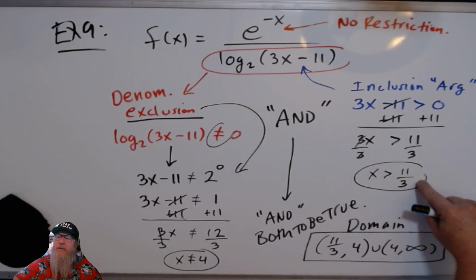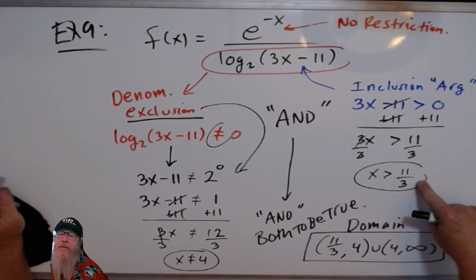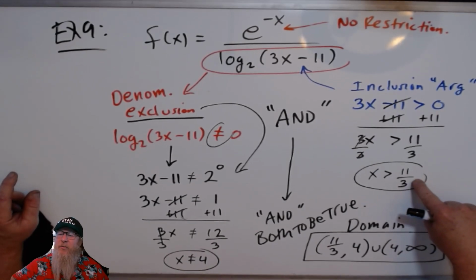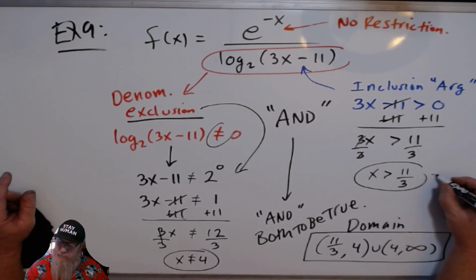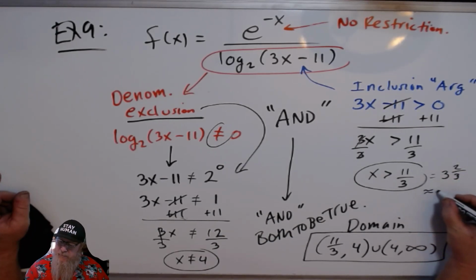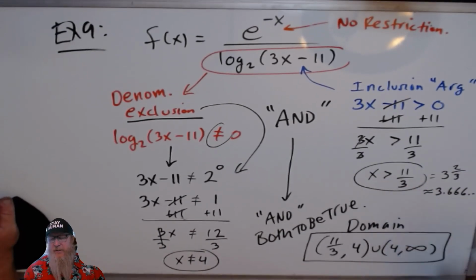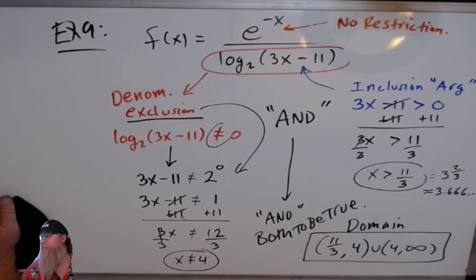So you do have to be very careful about the location of these numbers as they appear on the line. It's not always easy with fractions to immediately understand where they're at. You've got to think about it a little bit. This is 3 2/3. Or as a decimal, 3.66666, which is why I chose to just leave it as 11/3.